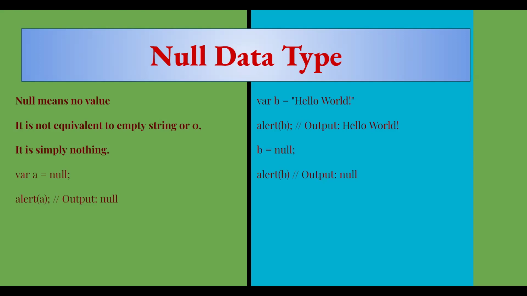If you see the example of variable b, b was assigned a string value, then later its value was changed to null because you don't want to have any value for that variable at this moment.